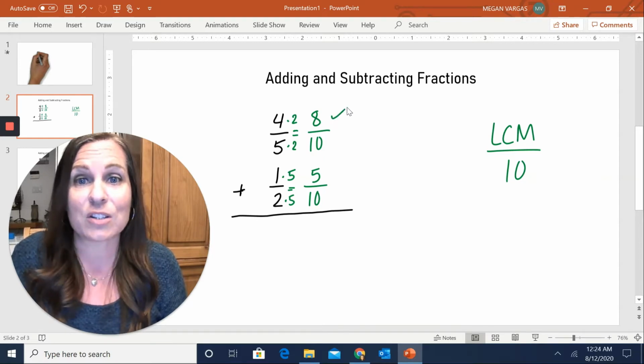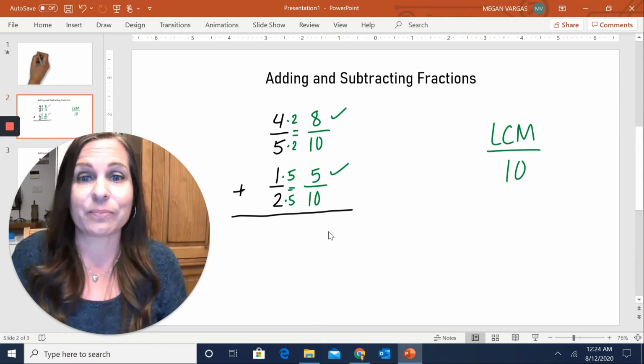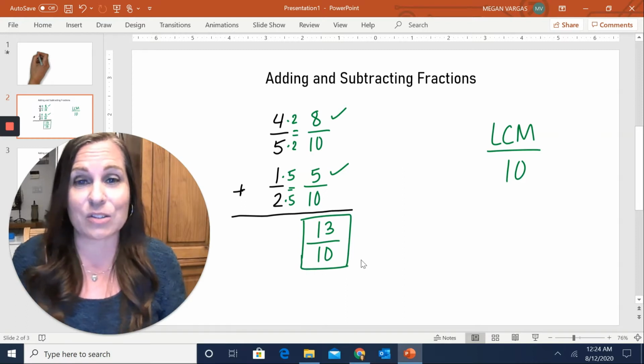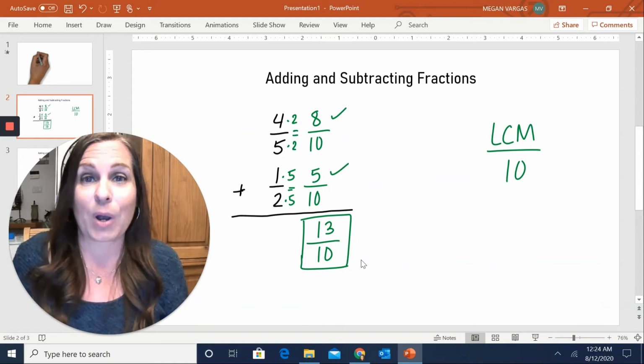So now I'm just looking at the 8 and the 5. 8 plus 5 gives me 13. So my final answer would be 13/10. Now, depending on what you need to do with this answer, you may or may not want to leave it like this. This is called an improper fraction. Improper because the top number is bigger than the bottom. That means that this fraction has a value that's greater than 1.